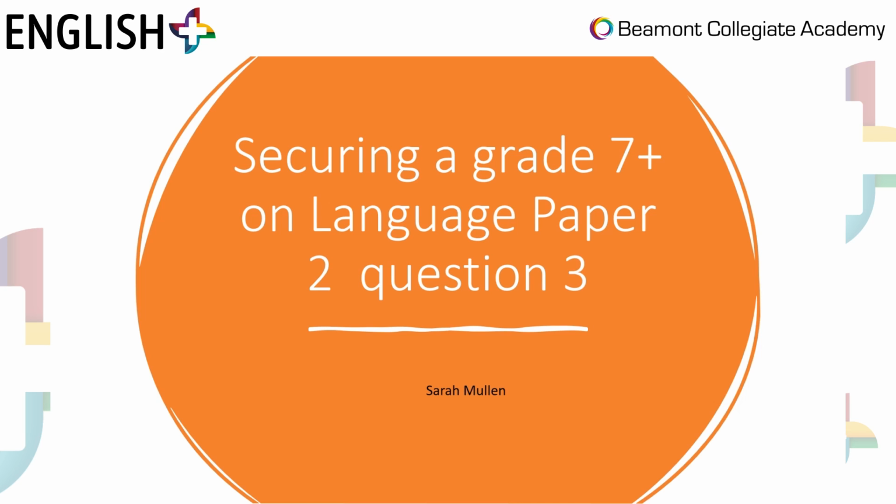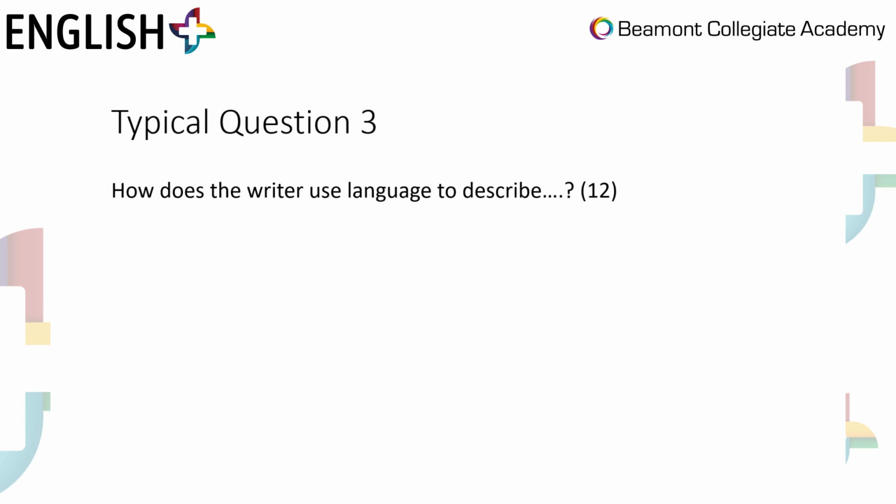Securing a grade 7 or higher on language paper 2, question 3. So, this question is exactly the same question that appears on language paper 1, question 2. How does the writer use language to describe? Except it's worth 12 marks and not 8 marks. You do exactly the same though, okay?